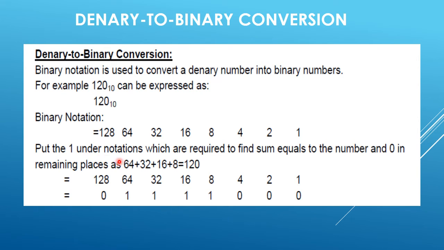Put 1 under the notations which are required to find a sum equal to the number, and then put 0 in the remaining places. So we will put 1 under 64, 1 under binary notation 32, 1 under binary notation 16, and 1 under binary notation 8 to get an equivalent number, which is 120. So this is how you can convert a denary number into an equivalent binary number.